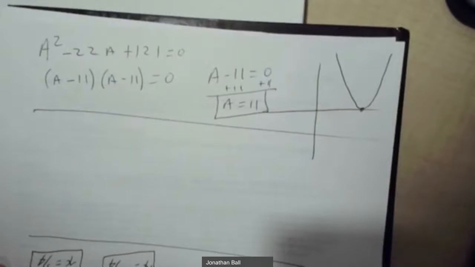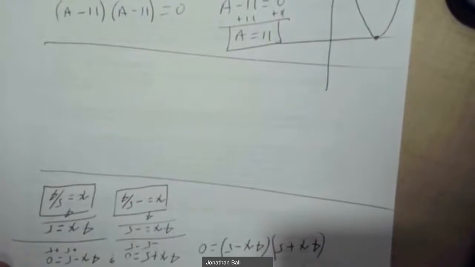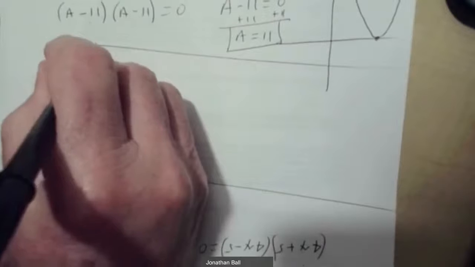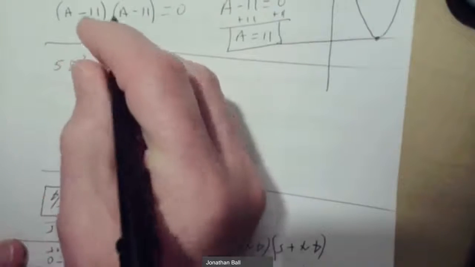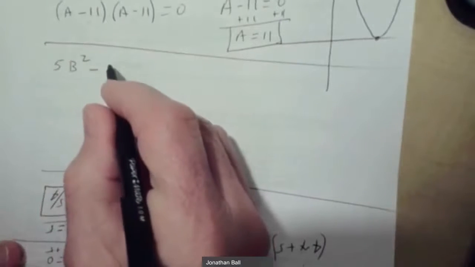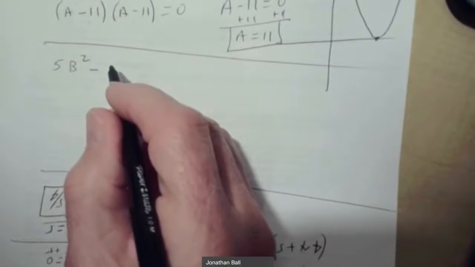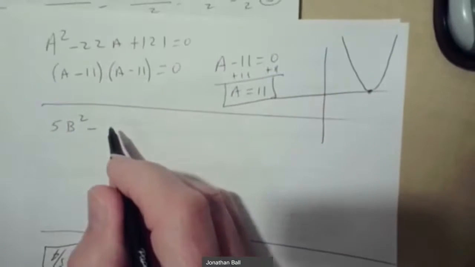Now, if we have this, if we have 5b squared minus, well, I got to figure out a better way of doing this so my hand's not in the way. Let's see if I do this.